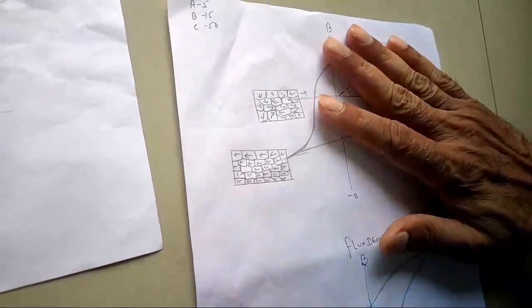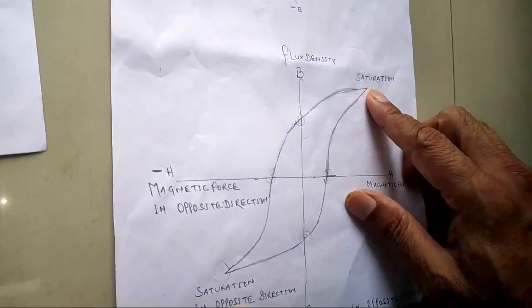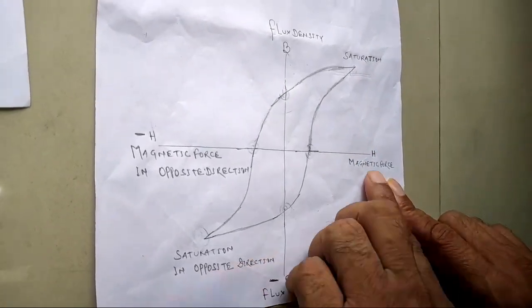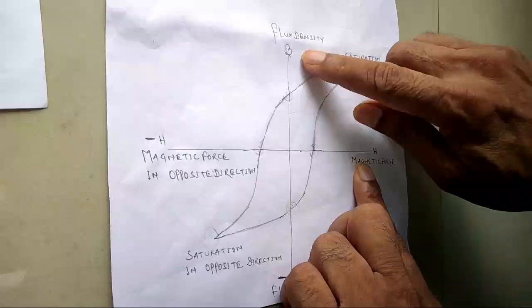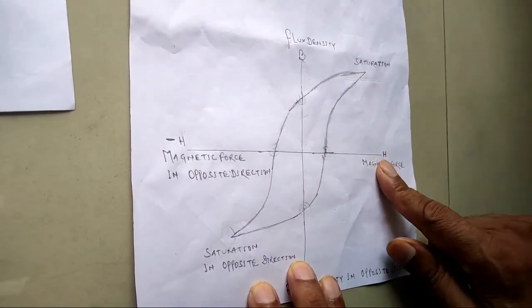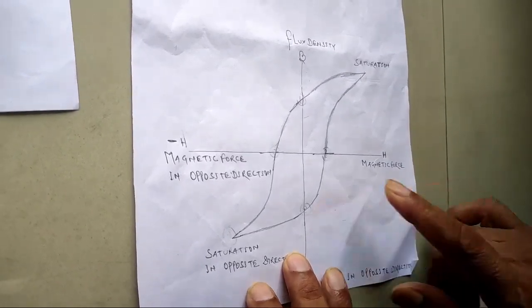So this is the basic fundamental aspect. This is called saturation magnetization, and this is the applied field H, this is the induced field B, so we call it the BH loop. In other words, it is called the hysteresis loop.